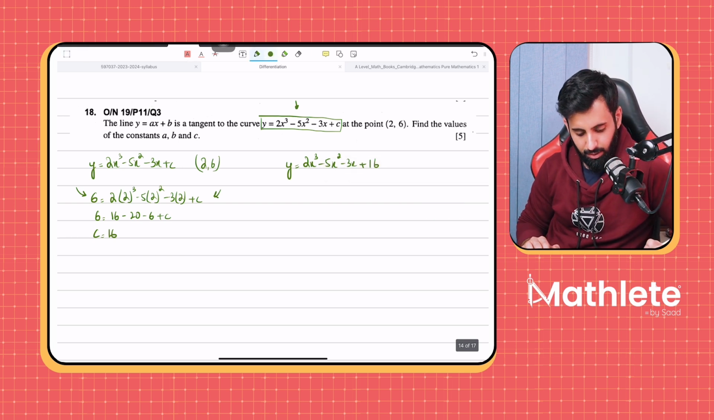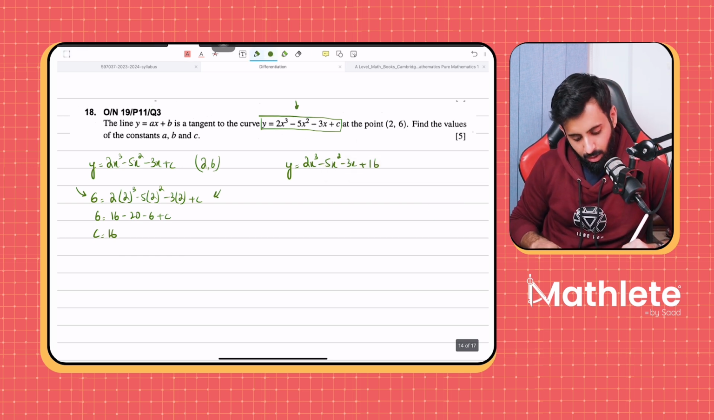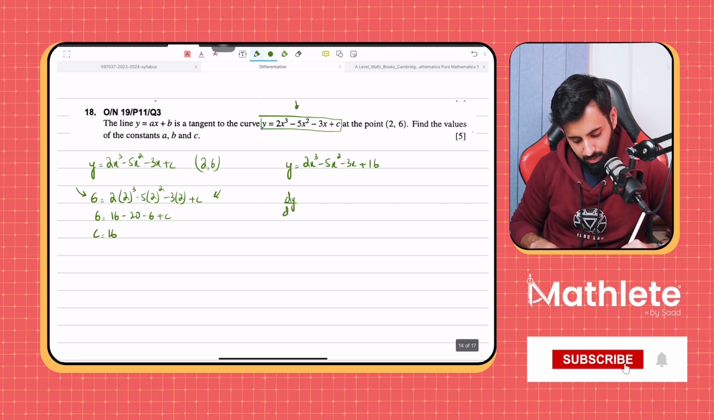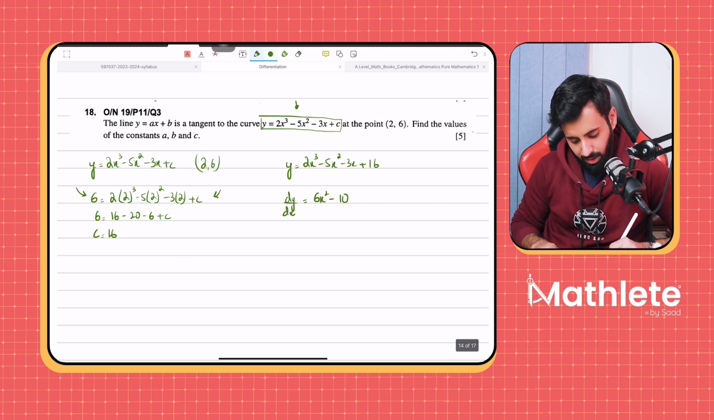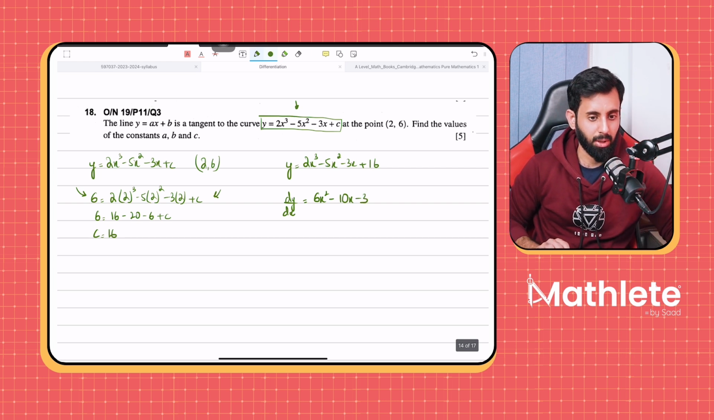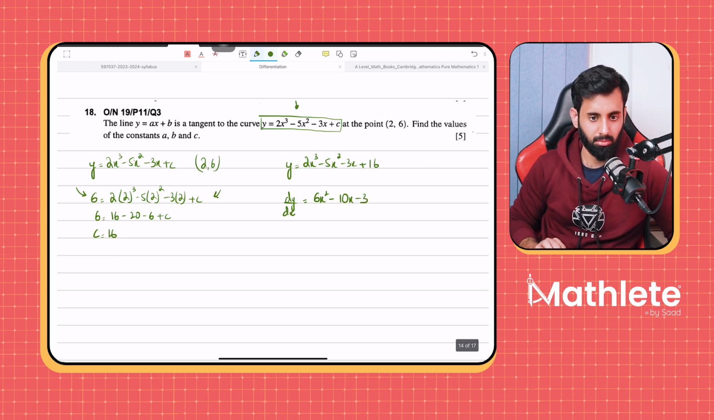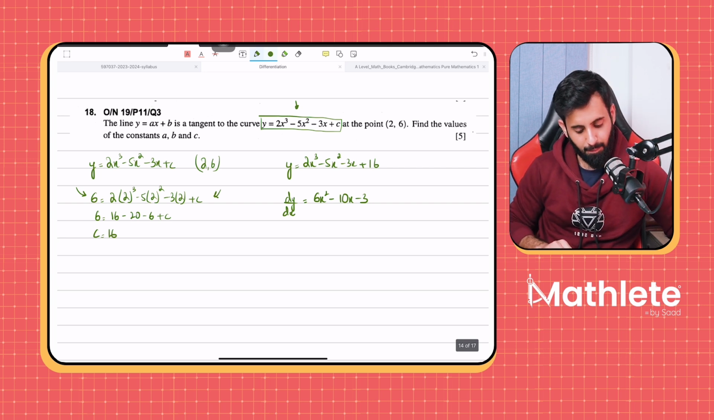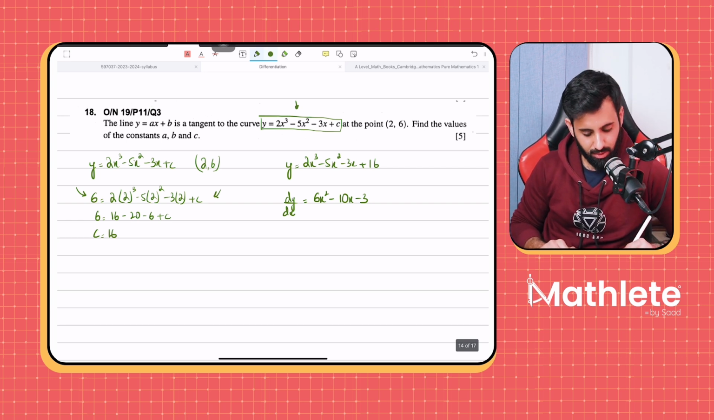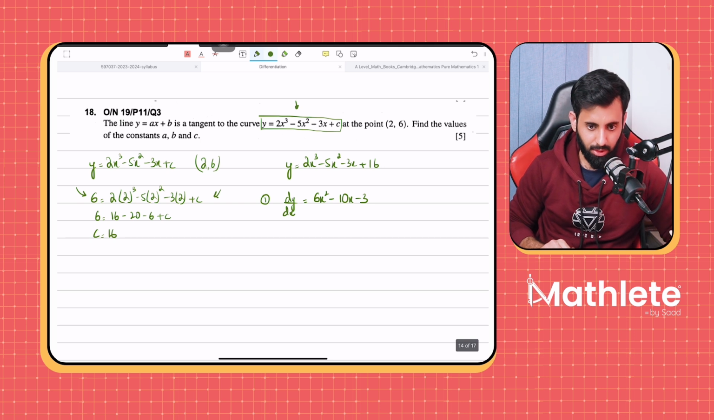Okay, so let's find out the equation of tangent. What do we do for that? First step, differentiate. So 2 into 3 is 6, 6x squared minus 10x minus 3. What are we going to do now? Differentiate? No, I've already done that. I've already differentiated it. What are we going to do now after differentiating it?